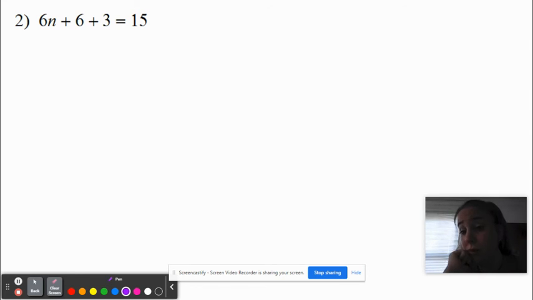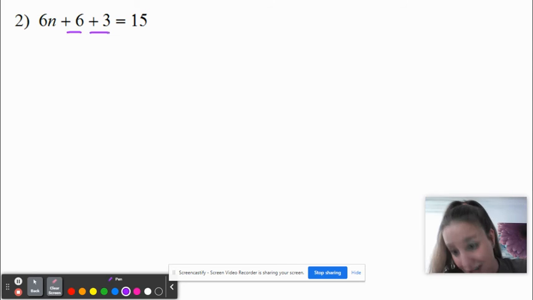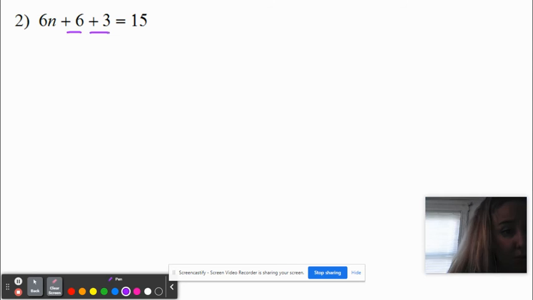Okay, again, we're going to start by combining like terms. So we have the 6 and the 3, and technically the 15, but it's on the other side of the equal sign. We're not going to deal with that yet. So I have 6n, which I didn't do anything to. And positive 6 plus 3 is just 9. Nothing fancy there. 6 plus 3 is 9.